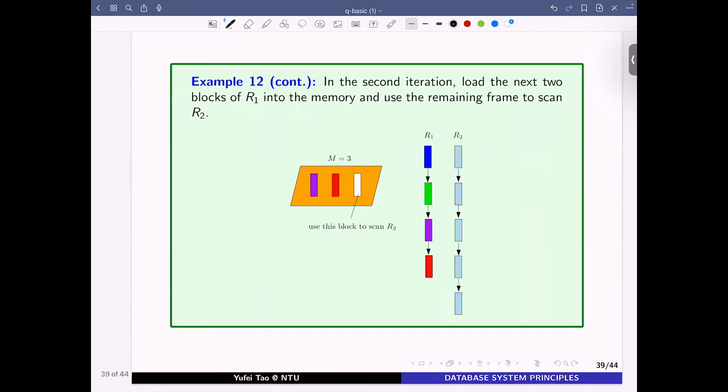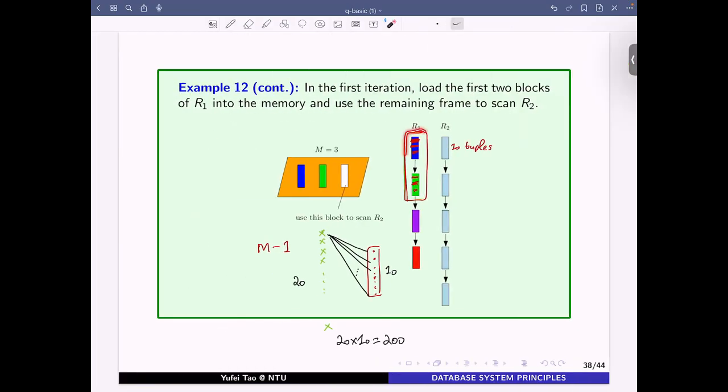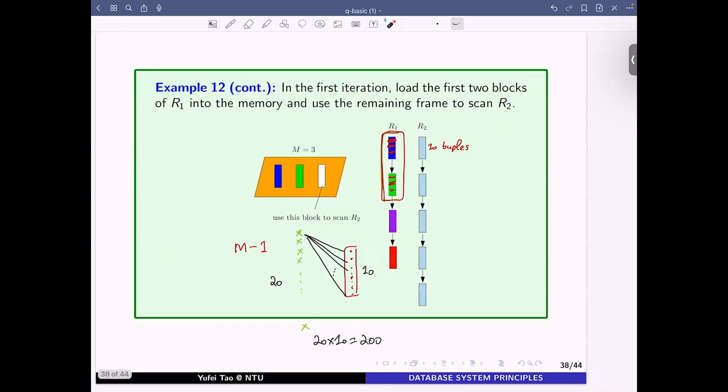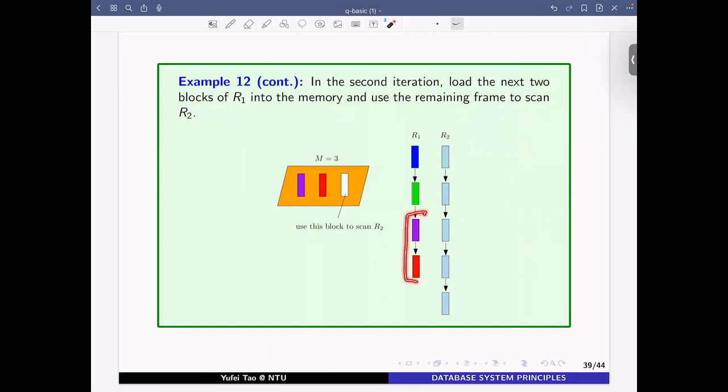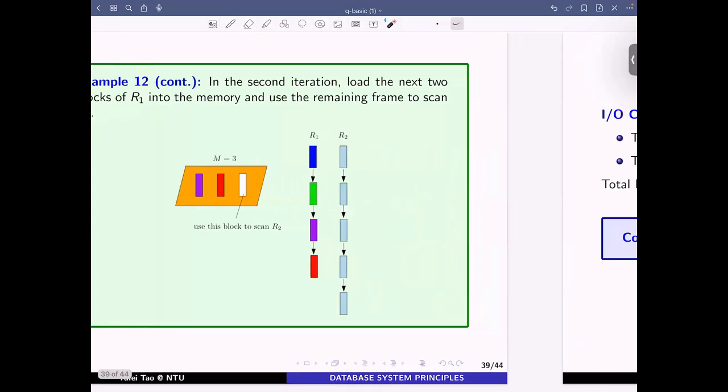After you are done, you can forget about the first two blocks of R1, right? Because the tuples in those blocks are done. We have already created all possible handshakes for those tuples, and therefore you will apply the same idea to the next two blocks of R1. As you can see here, this purple block goes into one frame, and this red block goes into another frame, and then you still have one frame available, which you use to read through R2. So that's the idea.